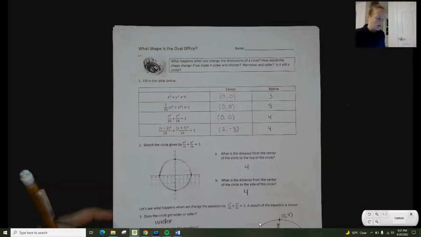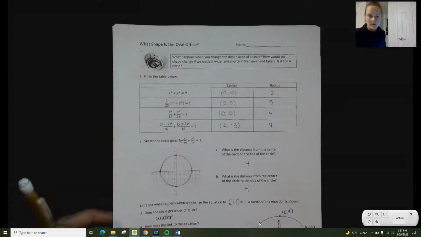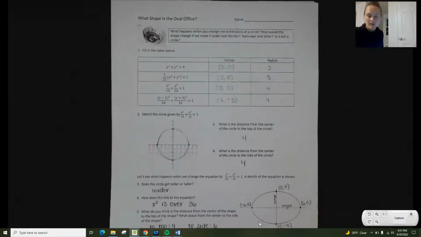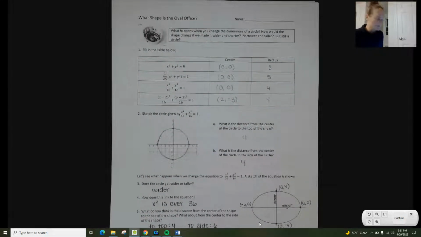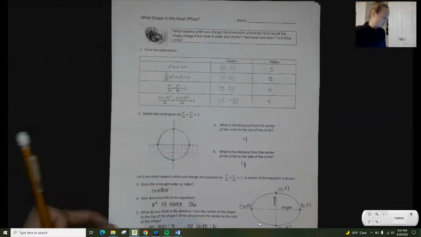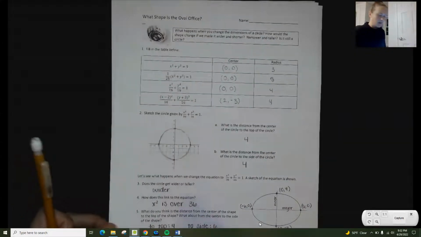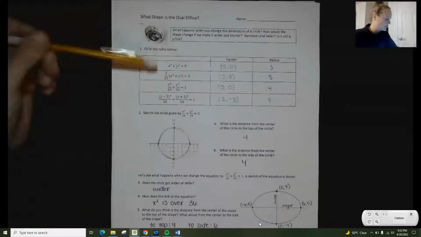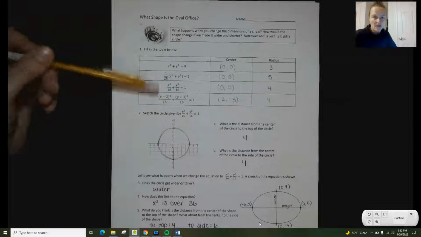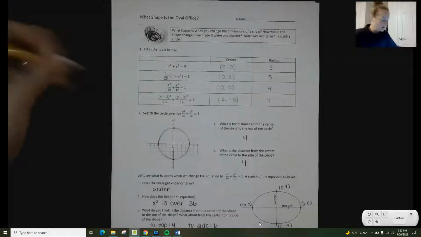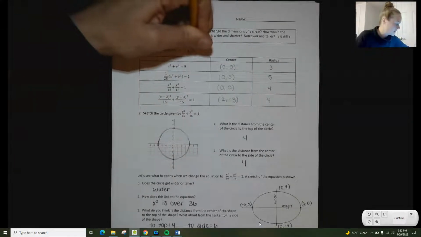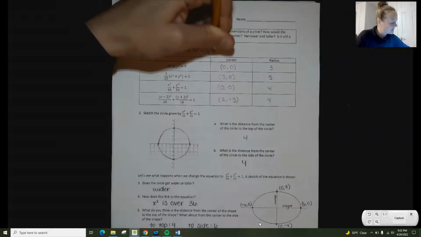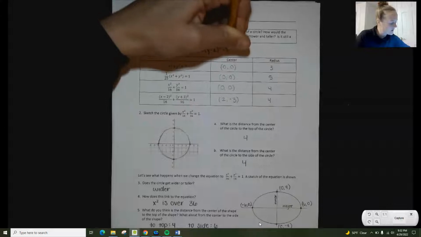Hi everyone. In this video, I'm going to talk about the activity that you did in order to discover the ellipses. And then I'm going to discuss questions 8 through 11 on the next page. So at the top here, you had to manipulate these equations to get them into the circle formula, which is x minus h squared plus y minus k squared equals r squared.